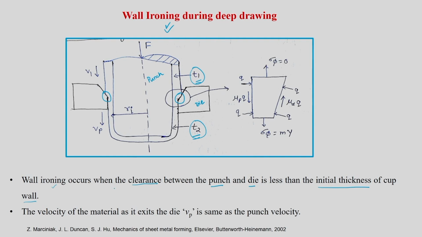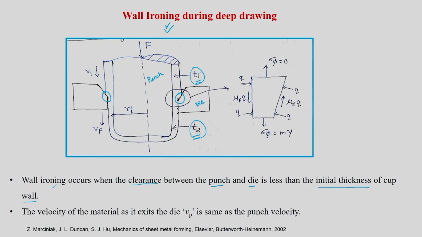Generally the clearance should be slightly larger than the cup wall thickness or sheet thickness, but here it is less. Then the decrement in clearance will take care of thickness reduction, and T1 to T2 will be accommodated accordingly. Anyway, the point is the cup with T1 thickness is going to become T2 thickness, where T2 is going to be smaller than T1. That is nothing but your ironing operation.